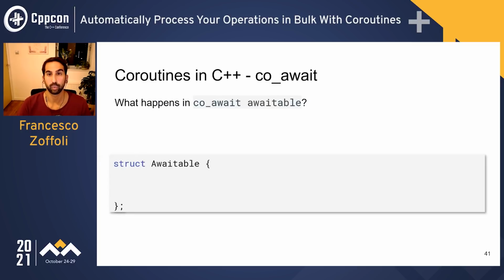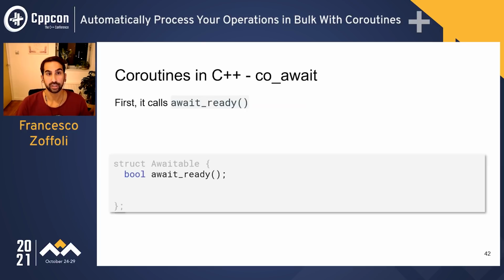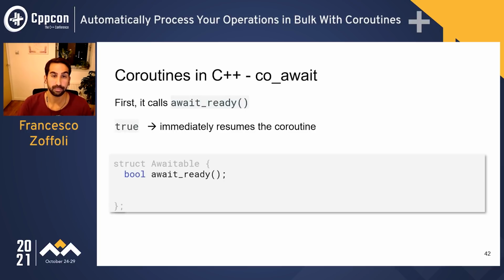But what happens when co_await awaitable happens? Let's look at an example of implementing an awaitable struct. The compiler inserts several calls to the awaitable methods. First it is going to call await_ready. await_ready returns a Boolean. And if the result is true, it means it immediately resumes the coroutine. So the coroutine does not stop. But if it's false instead, it's going to suspend the coroutine.